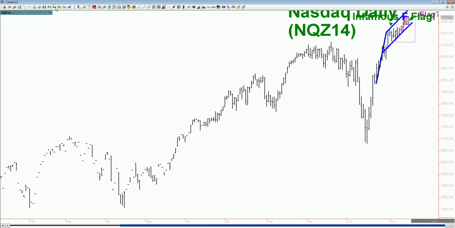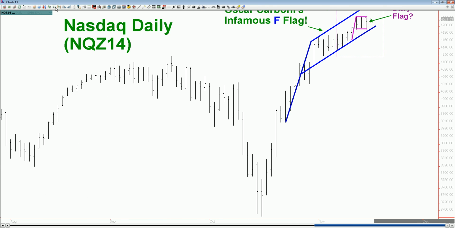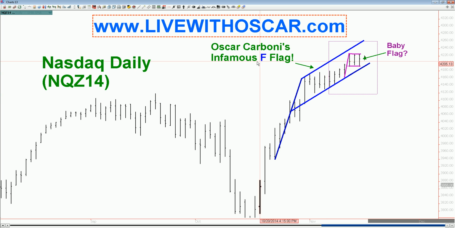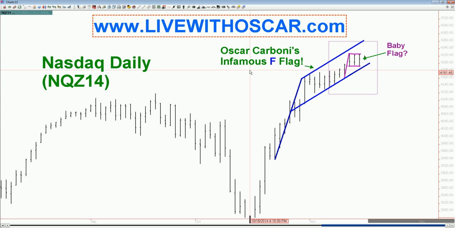And you look at the Nasdaq and you say, well, looking at this Nasdaq, we are still inside of this Oscar Carboni's F flag, if you will, still well inside of the F flag. And now, is this a baby bull flag building inside the F flag? Absolutely, looks like one to me. I wouldn't argue with this flag for a moment, this one right here, inside of this one. So that's very bullish, which keeps us on the bullish track, which keeps us buying the dips.